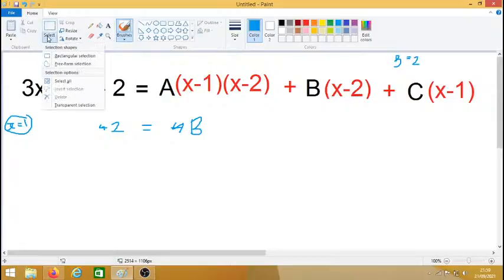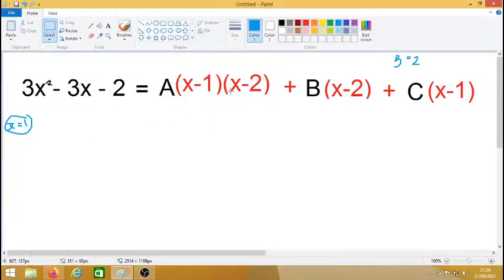Okay, what else can I substitute? I tried x is 1, it worked out really nicely, but it's not going to give us everything. We're going to have to try a couple of different numbers. Let's go with 2. So let's go with x is equal to 2. And you tell me what's going to happen. What are we going to be left with on each side? Firstly, let's do it in order. Let's do the left-hand side first. 3 times 2 squared, take away 3 times 2, take away 2. What are we going to get?